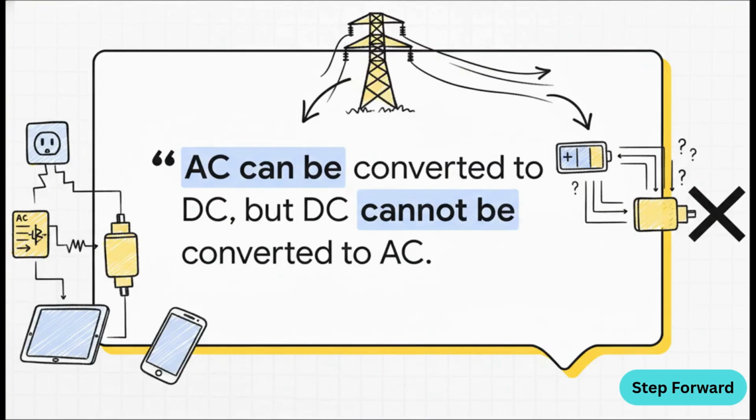Okay, now if you remember one thing, make it this. It is incredibly easy to take high voltage AC from the power grid and convert it into the low voltage DC our electronics need. That's exactly what your charger does.